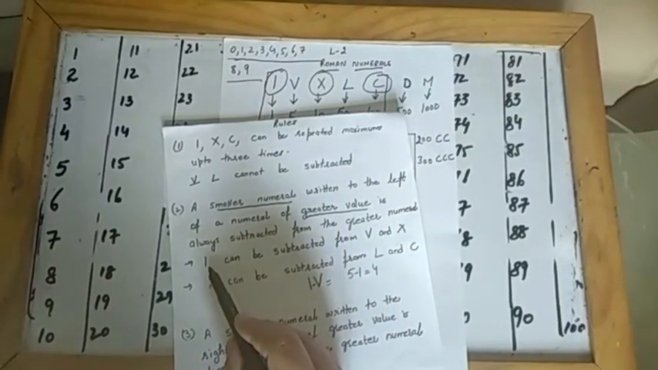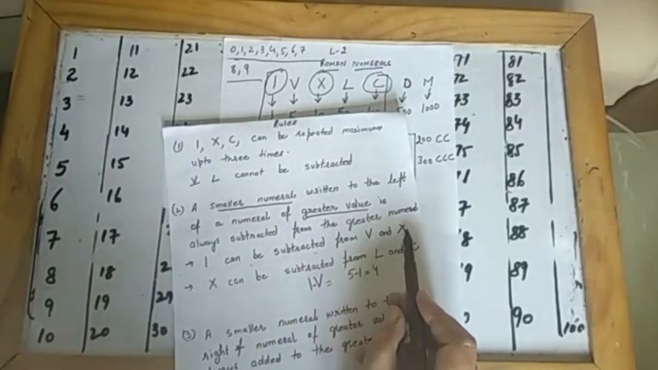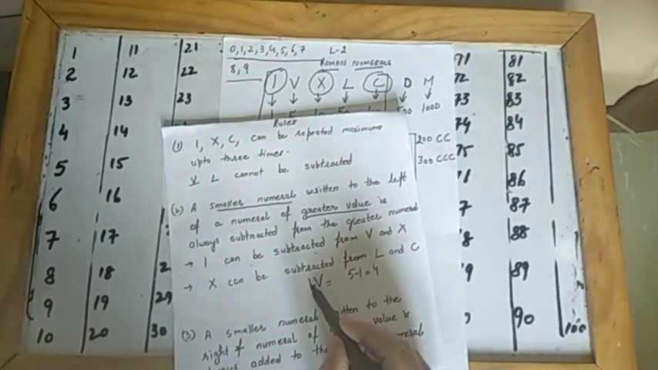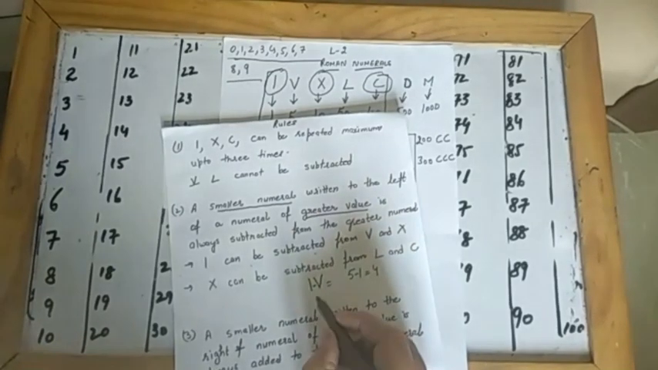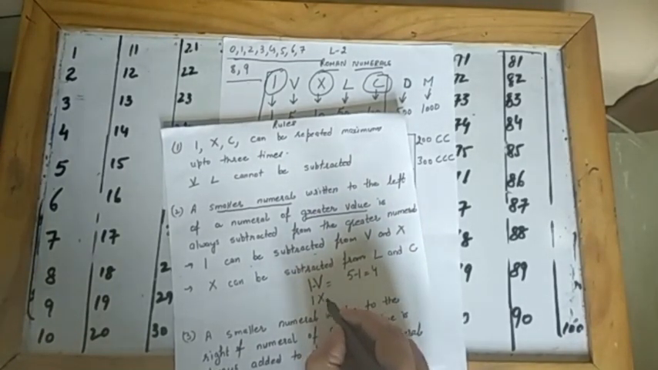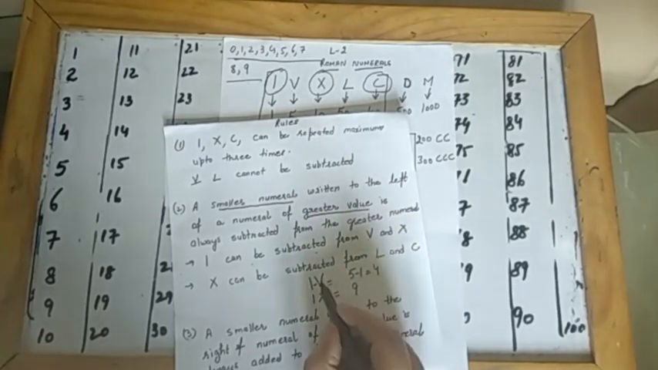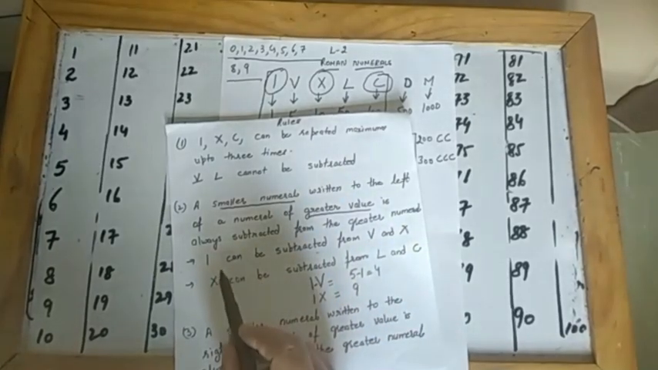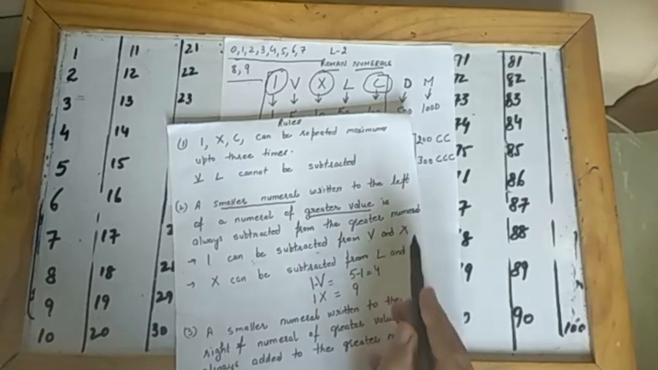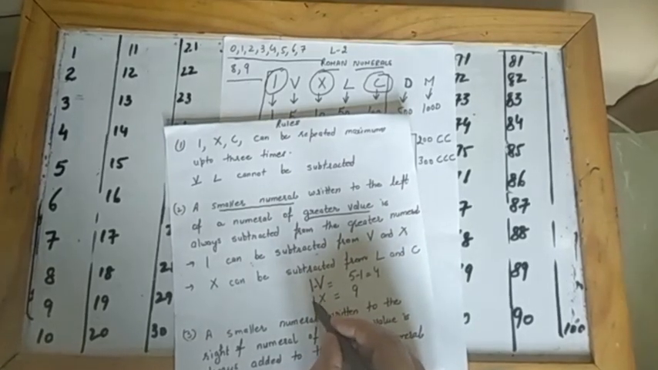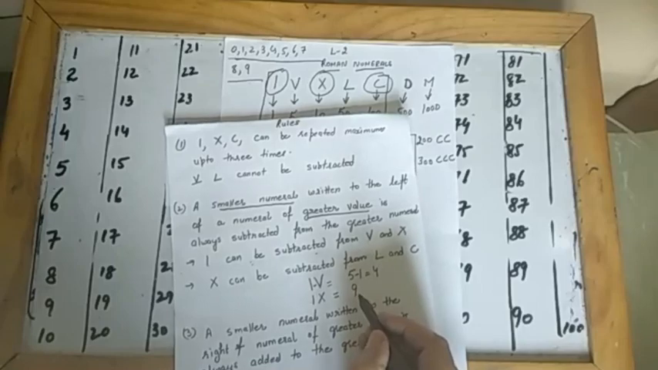The rule says that I can be subtracted from V and X, meaning I can come before V and X. If I write I before V, it becomes 4. And if I write I before X, it becomes 9. 10 minus 1 is 9, and 5 minus 1 is 4. So I can be subtracted from V and X.